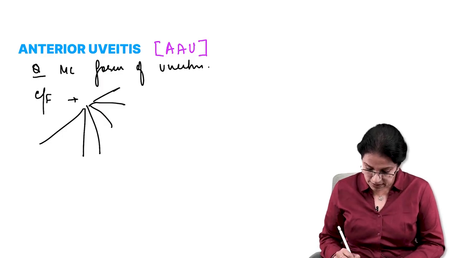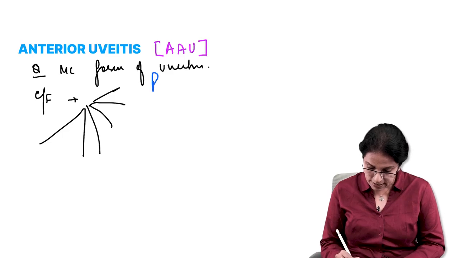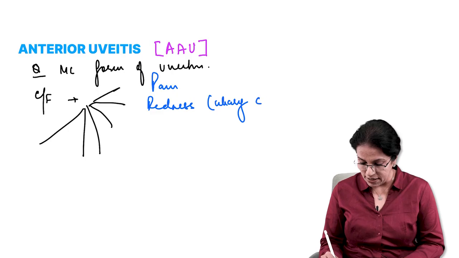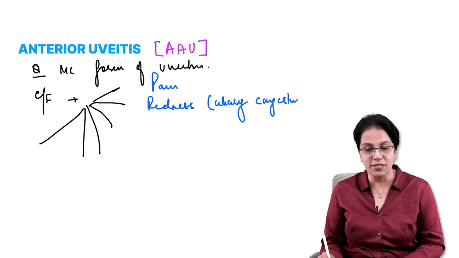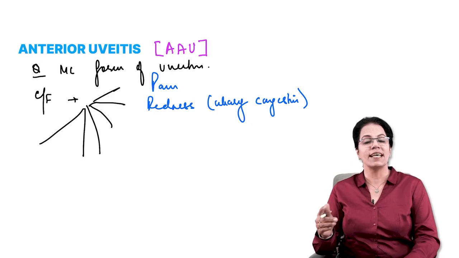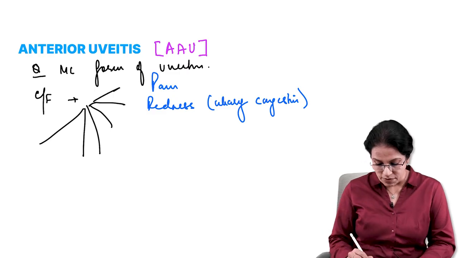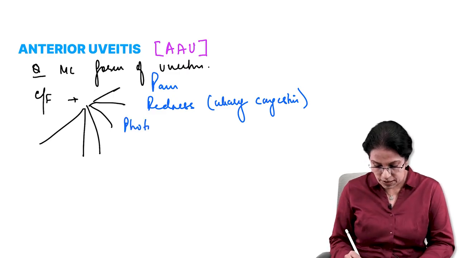That is pain, redness, photophobia. So when you say redness, I hope you remember it is a ciliary congestion. We have talked about what is ciliary congestion. These are the deeper parallel blood vessels along the limbus, right? Okay. Then we talk about photophobia. We all know what is photophobia. It is intolerance to even normal light.